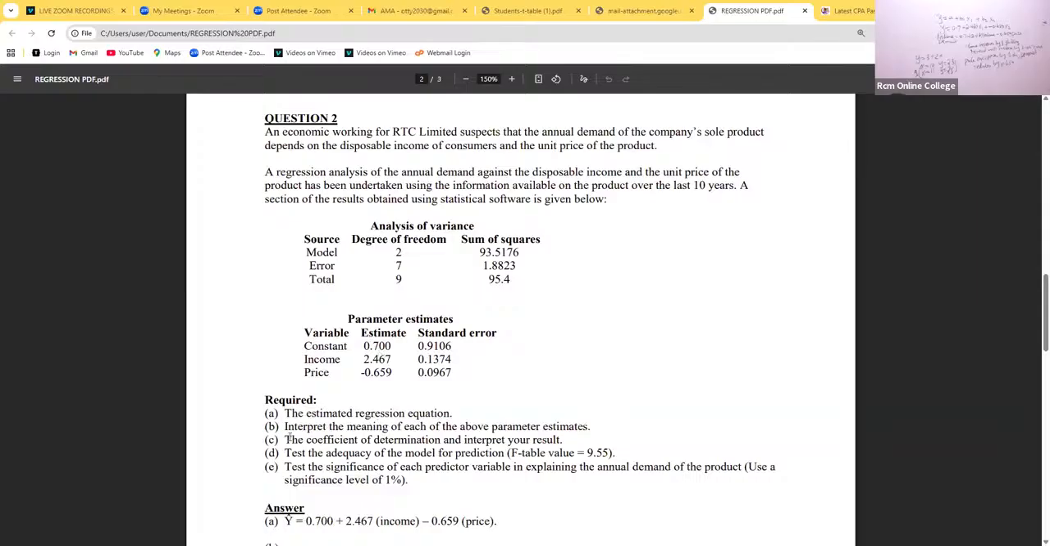Now, C, I want to see whether there is anybody who would have easily gotten C, where they want us to calculate the coefficient of determination, R squared. Let me give you 1 minute. You try that on your own. We see whether you'll be able to get this.